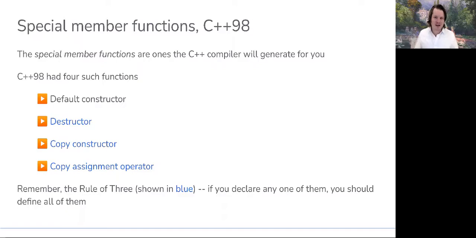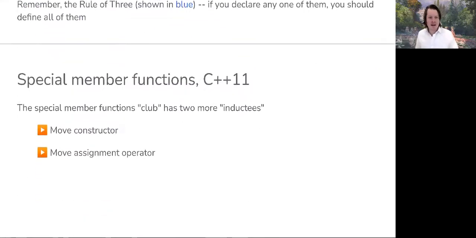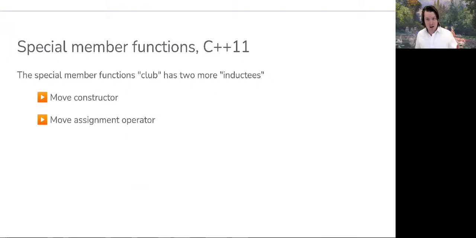Okay, so why are we talking about the past? What's the future to bring? Well, the 2011 standard of C++ introduced two additional special member functions. So the special member function club has two more inductees: the move constructor and the move assignment operator. And these are doing, I think at this point, what their names might suggest. There's going to be some sort of moving of, say, a resource owned by one object to another object, so a change of ownership of a resource.